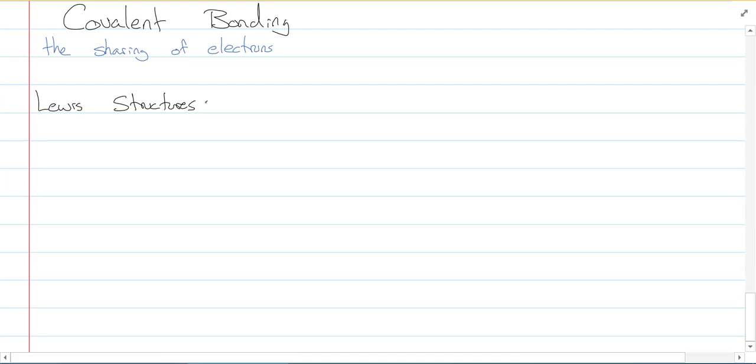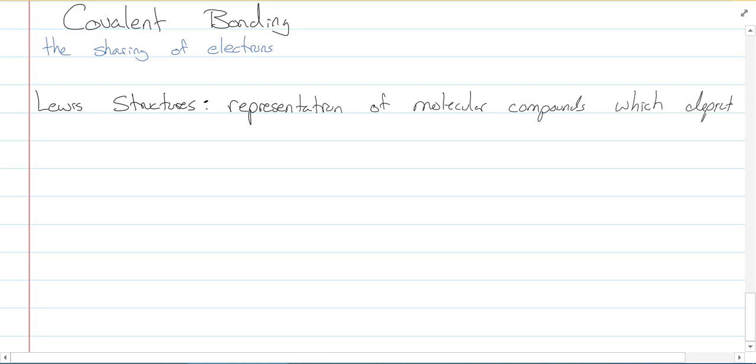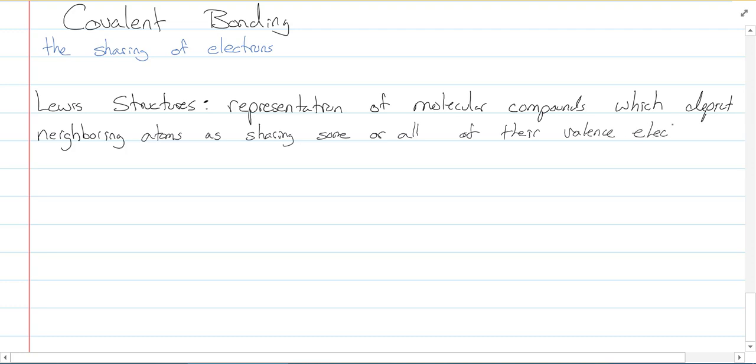So a Lewis structure is a representation of molecular compounds which depict neighboring atoms as sharing some or all of their valence electrons in order to attain octets or duets.